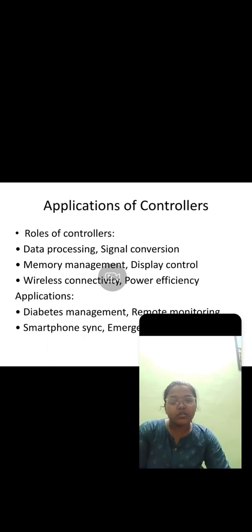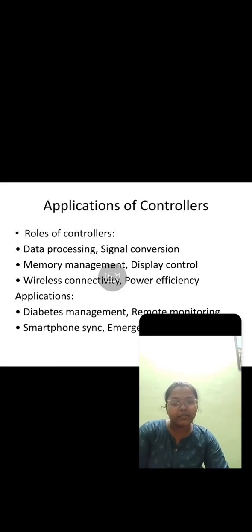So as I said, what are the roles? First, data is being processed. The blood sample, an analog signal, is processed into a digital signal. That is known as signal conversion. Next, memory management. What is our value? What is the blood value? The concentration of glucose in that blood is what is held in memory. It has been managed. Then we have the display control unit.